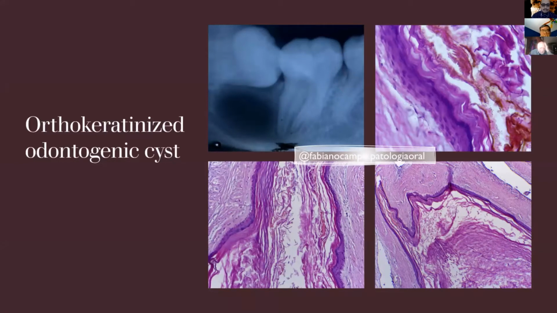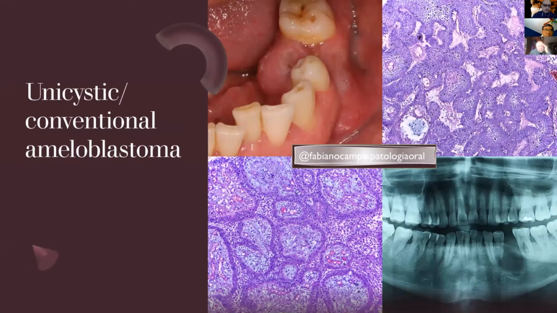Similar characteristics can be observed in less aggressive entities, such as this orthokeratinized odontogenic cyst. But with time, it can cause major bone defects. In the case of odontogenic tumors, the epithelial component can reach huge sizes, and the conventional treatment of that is large bone resections, like in this example of conventional ameloblastoma.